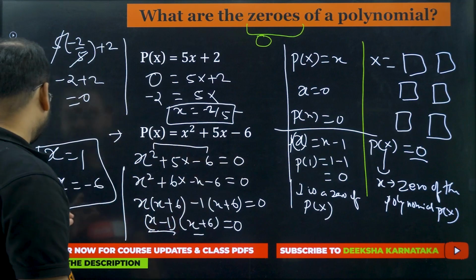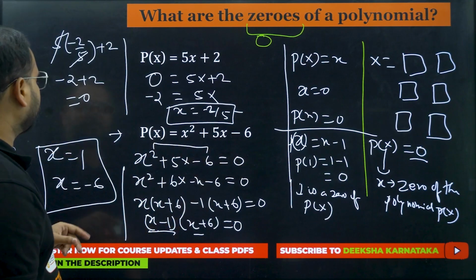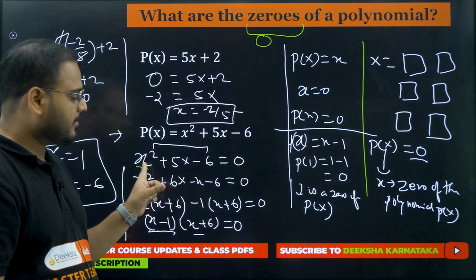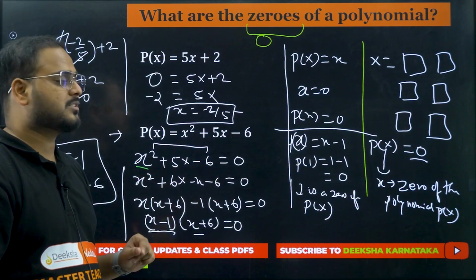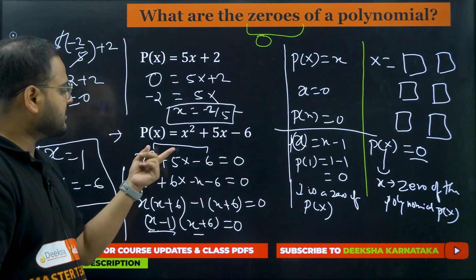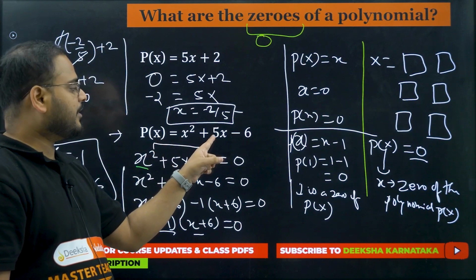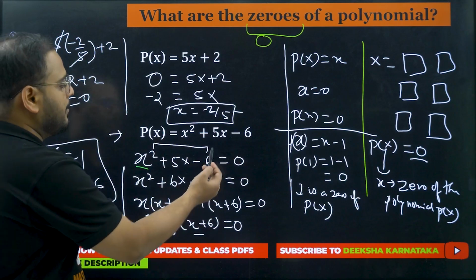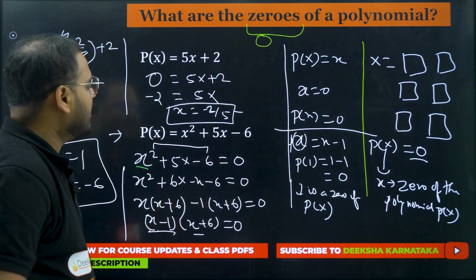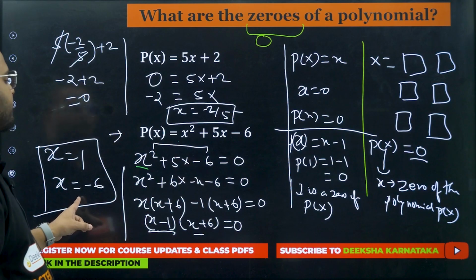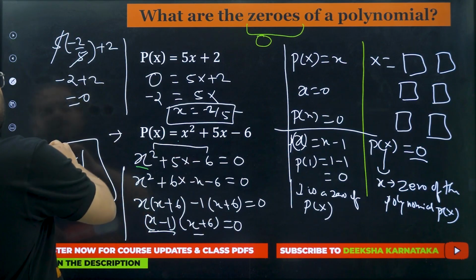You want to check? Please verify. Put x as 1. You get 1 plus 5, 5 into 1 is 5, 5 plus 1 is 6, 6 minus 6 is 0. So that is true, sir. Check as minus 6. Minus 6 square is how much? Minus 6 square is 36. 5 into minus 6, so minus 30. Minus 30 and minus 6 is minus 36. And how much was this? 36. 36 minus 36 is 0. So answer is again 0. So it means these two are zeros.